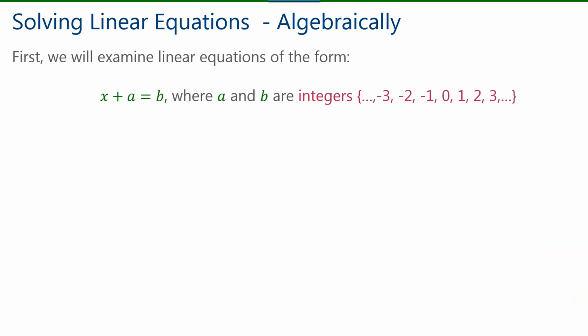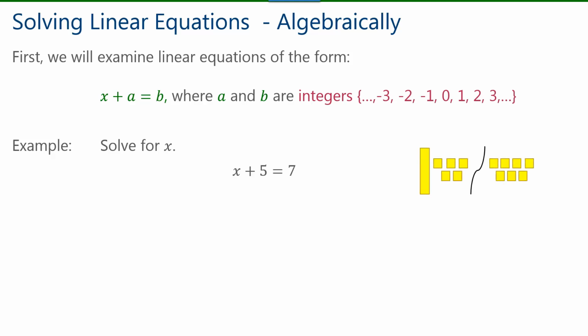First, we examine linear equations of the form x plus a equals b, where a and b are integers. And you should now be familiar with the set of integers. Solve for x. X plus 5 equals 7. And for this first example, even with doing it algebraically, I want us to just revisit our algebra tiles. So if we were to represent this equation, x plus 5 equals 7, this would be our variable tile, our 1x, our 5-unit tiles, and on the right-hand side, our 7-unit tiles. So left-hand side, right-hand side.